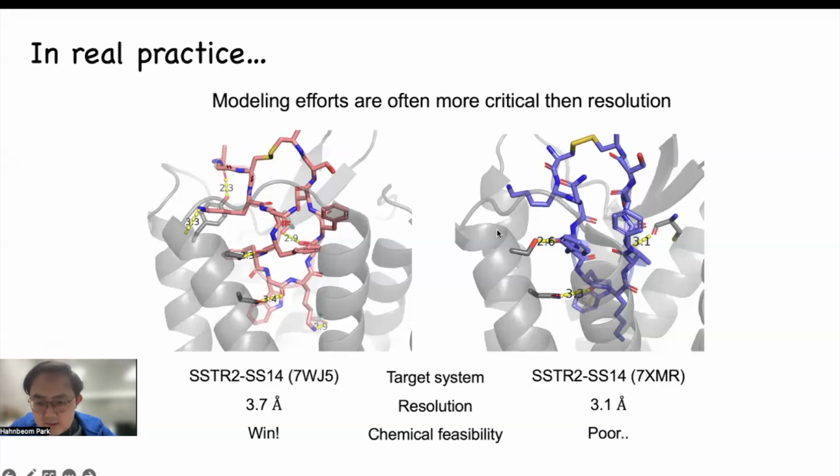Whereas if you look at the right one, although the electron density was at better resolution, it has a lower number of hydrogen bonds, and they are loosely packed. What that means is that although the resolution was the worst on the left-hand side, the modeling was better and gives you a more physically realistic structure. So this again stresses the importance of human modeling when the resolution is worse, especially when it's worse than 3 angstrom.